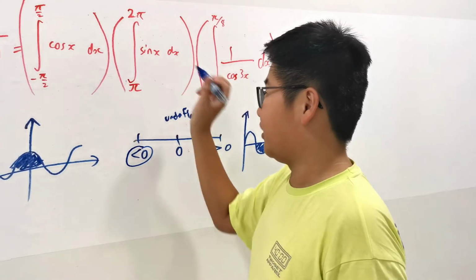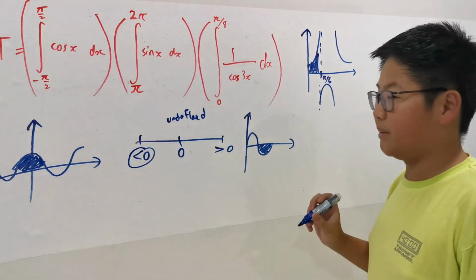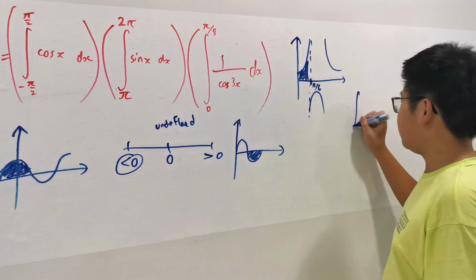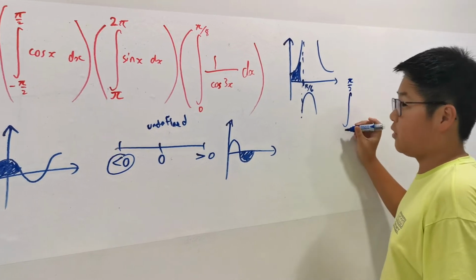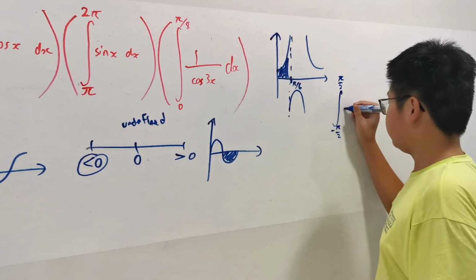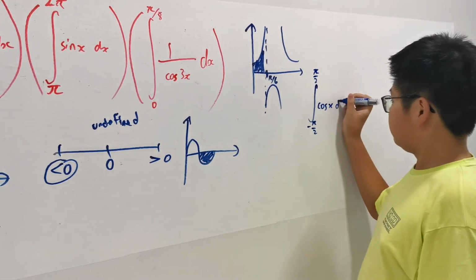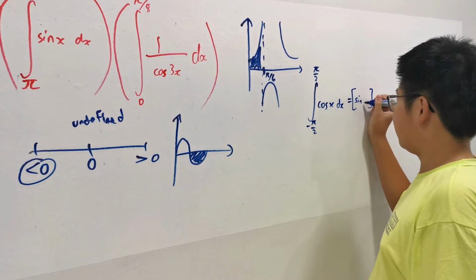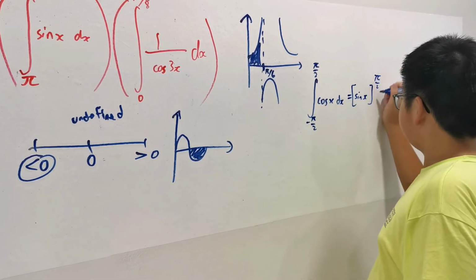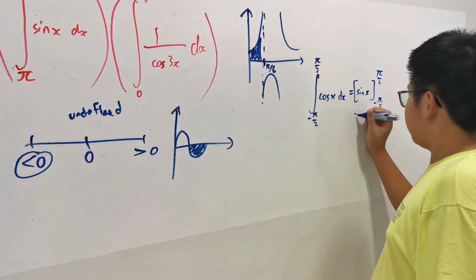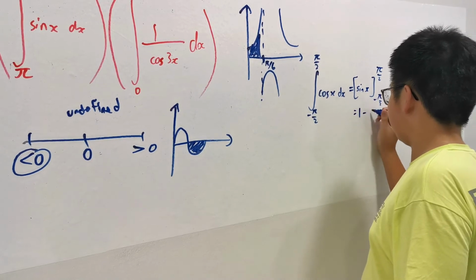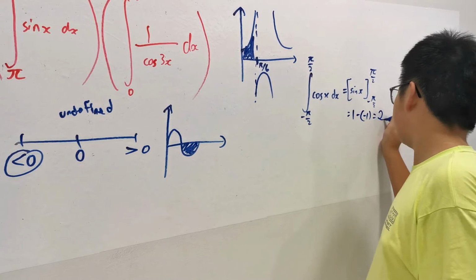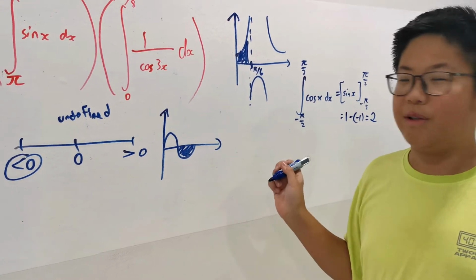Just for fun, we now calculate this area. Pi over 2 to negative pi over 2 of cos x. It's a great chance to flex my integration skills and to show how to integrate trigonometric functions to all of you. The integral of cos x is sin x, which equals 1 minus sin negative pi over 2, which is negative 1, equals 1 plus 1 is 2.